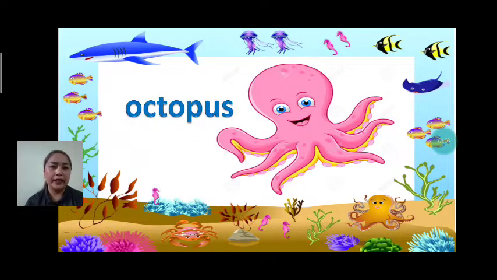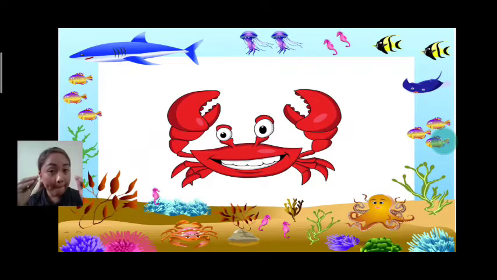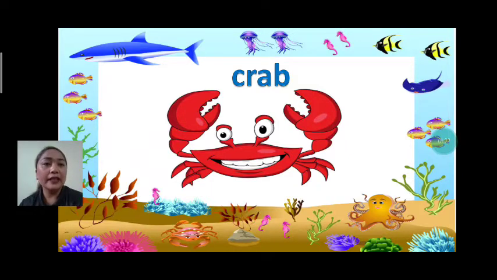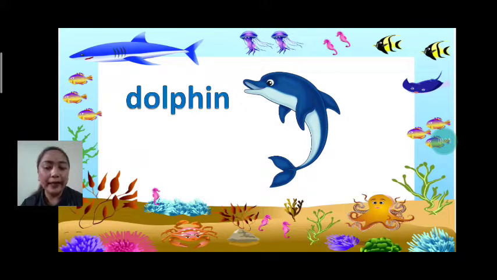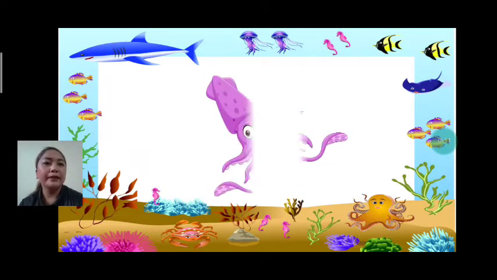Okay, next, octopus. Everybody, octopus. Can we spell octopus? O-C-T-O-P-U-S, octopus. Okay, next. What sea animal is it, everybody? Crab. Again, crab. Can we spell crab? C-R-A-B, crab. Okay, next. What sea animal is it, everybody? Dolphin. Everybody, dolphin. Can we spell dolphin? D-O-L-P-H-I-N, dolphin. Very good.